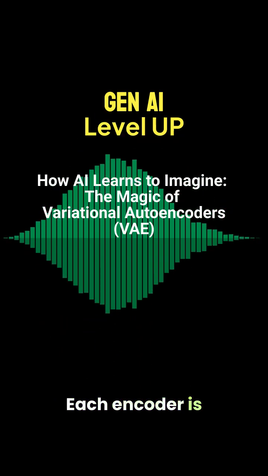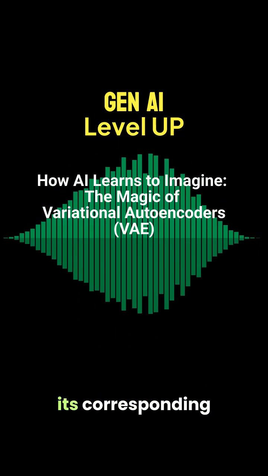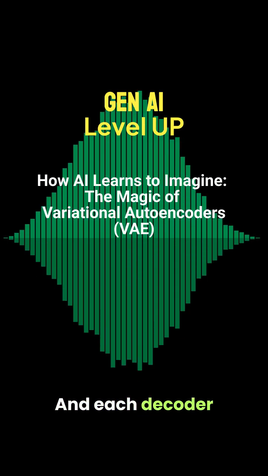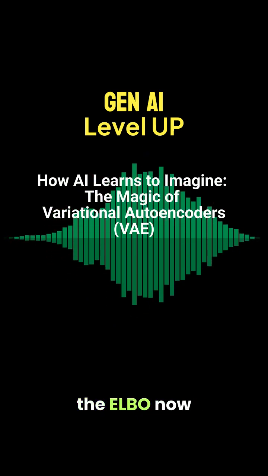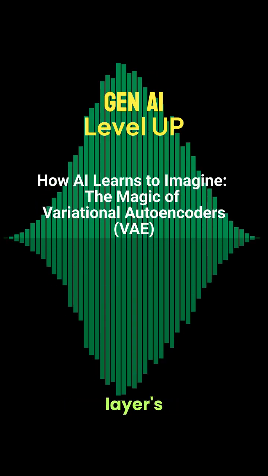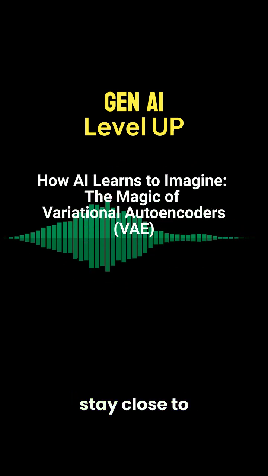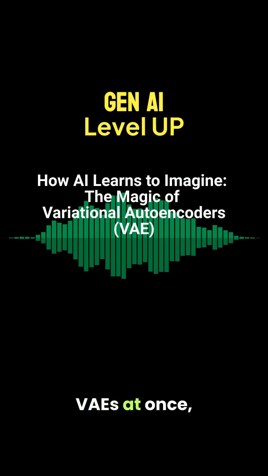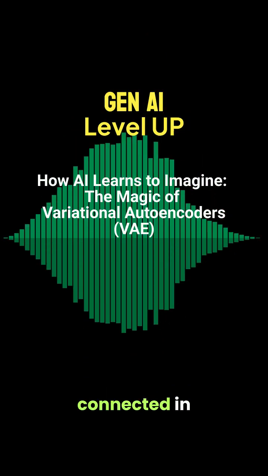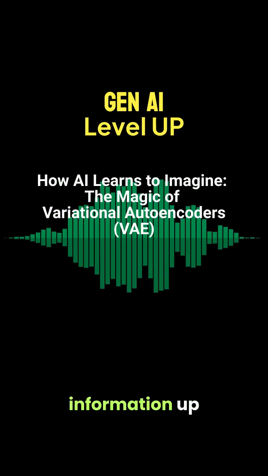Exactly. Each encoder is responsible for mapping the data to its corresponding latent space, and each decoder reconstructs the data from that space. And the KL divergence terms in the ELBO now encourage each layer's latent space to stay close to its chosen prior distribution. So it's like we're training multiple VAEs at once. But they're all connected in this hierarchical structure, passing information up and down the chain.